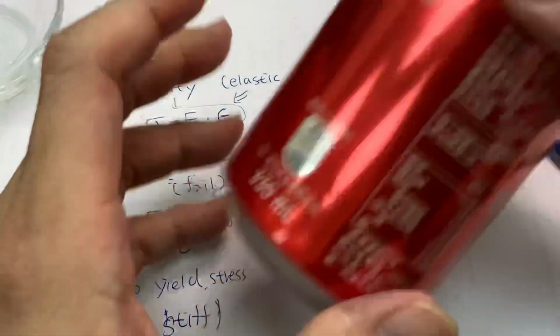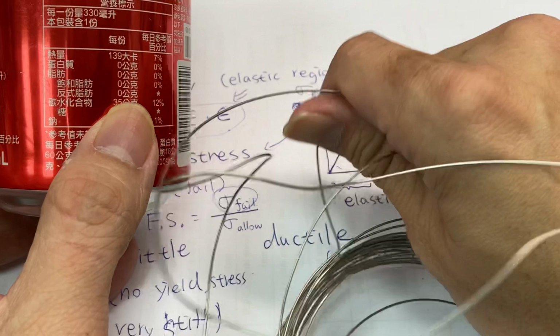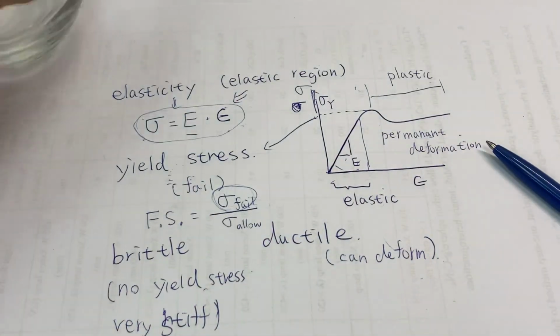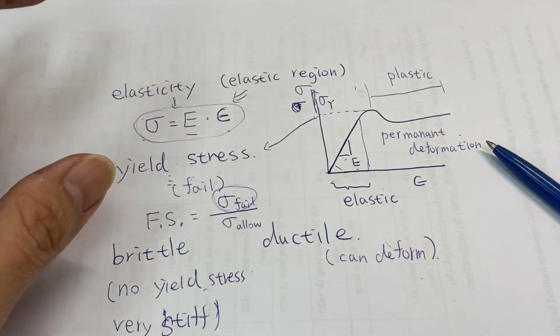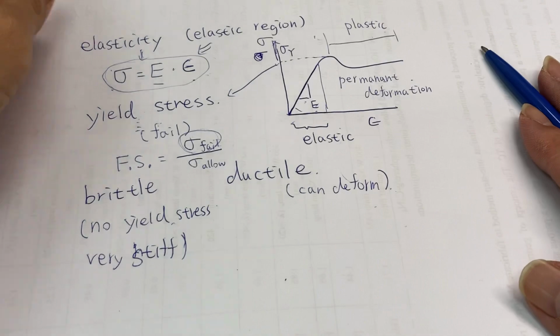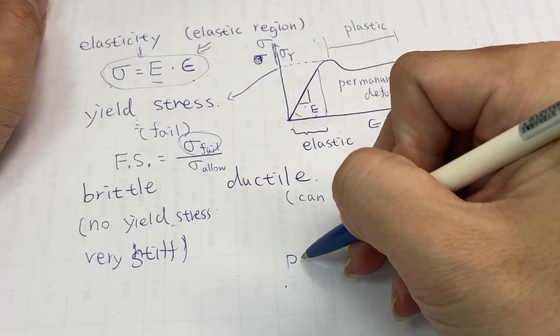Ductile material is the metal and this wire. It's called ductile because it can bend and deform. So that's the terminology for brittle and ductile. And the final terminology we want to say is called Poisson's ratio.